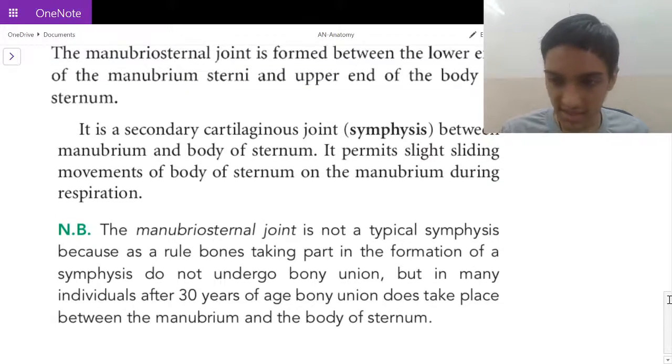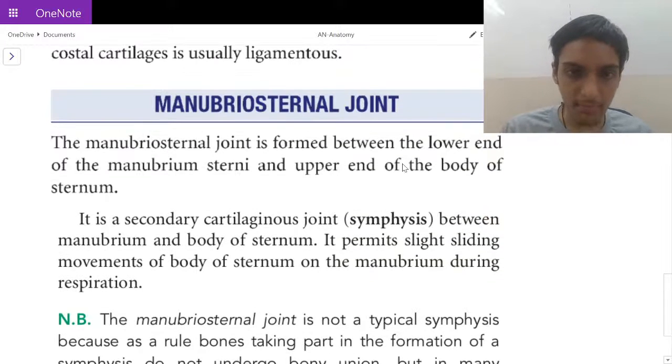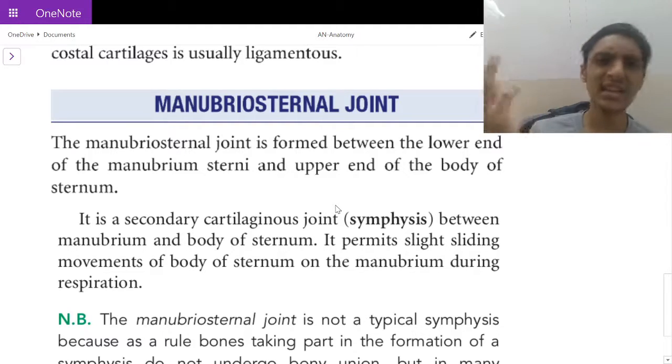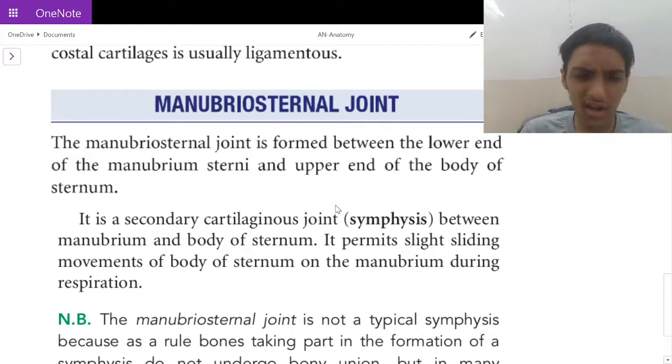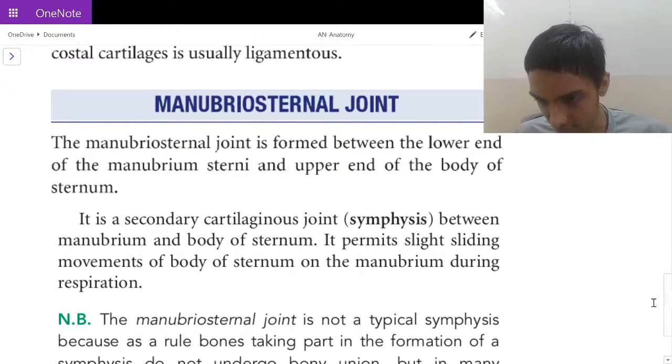And manubriosternal, lastly we have the manubrium of the sternum and the body of the sternum. So these are symphyses, that is, secondary cartilaginous joints. The movements are not very significant, maybe very slight movements. If we touch like this, slight movement will happen. They are all cartilaginous and synovial joints, so not very special in function.